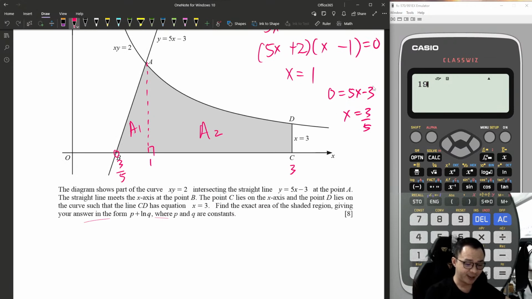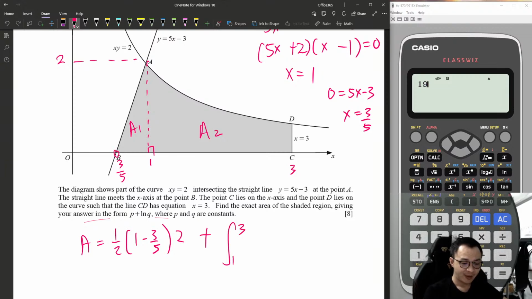So my area of the shaded region is a triangle. The height here, when x equals 1, y equals 2. So yeah, you can just solve it yourself. So half times base, which is 1 minus 3 over 5, multiply the height, plus integrate the curve from 1 to 3. The curve is basically make y a subject, y equals 2 over x, so 2 over x dx.